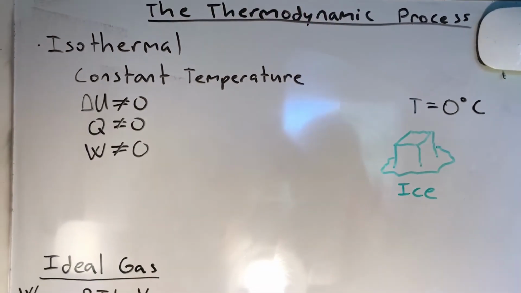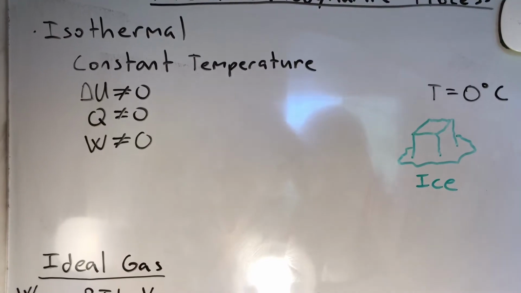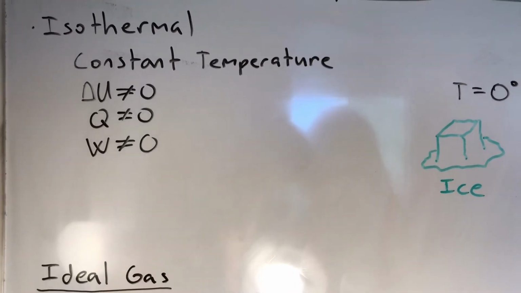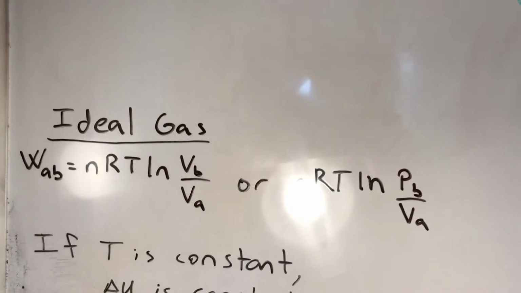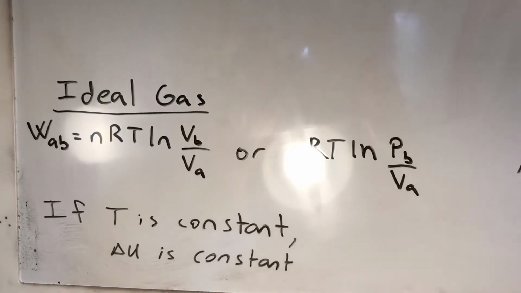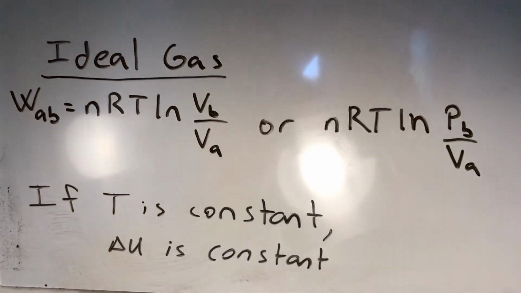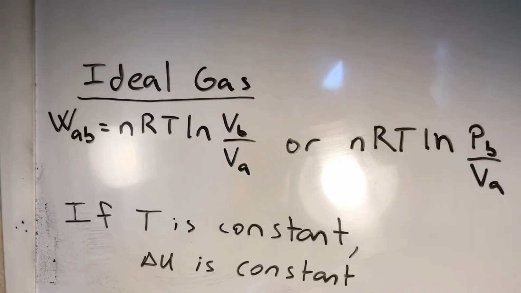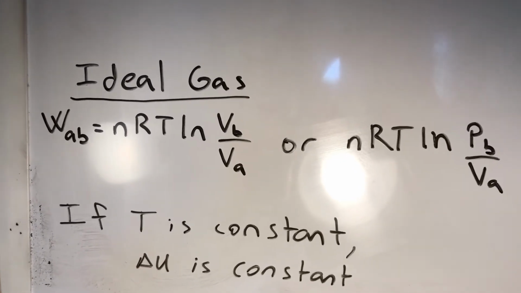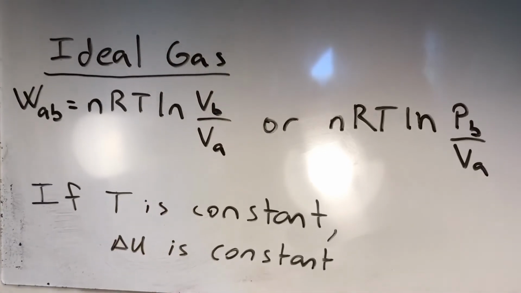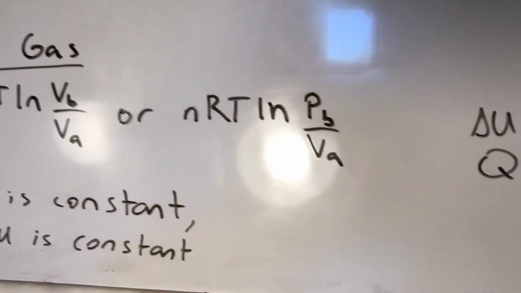In our last process, we have the isothermal process, in which it is at a constant temperature and none of the quantities equal zero, but there is a special case with an ideal gas, in which we use the ideal gas law, PV equals nRT, in which work can equal nRT natural log of the second volume over the first volume, and since T is constant, the change in internal energy is also constant.